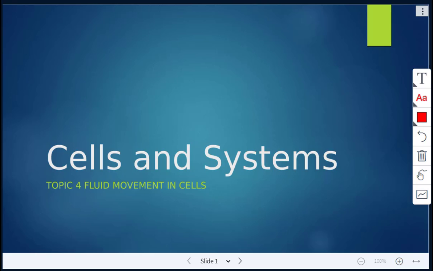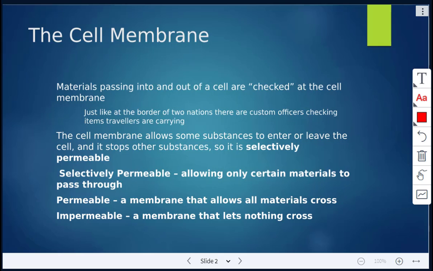All right, today's topic in our unit Cells and Systems is topic 4, which is fluid movement in cells. So we will look at this topic in 2 lessons. The first part of the lesson we'll talk about fluid movement in cells, and then the second part we'll look at is fluid movement in plants.